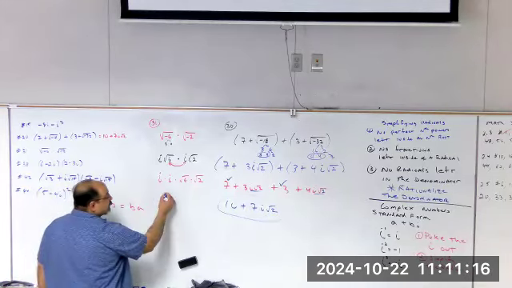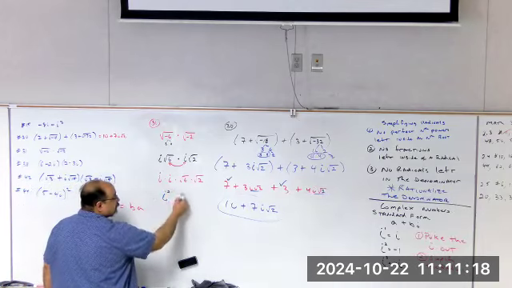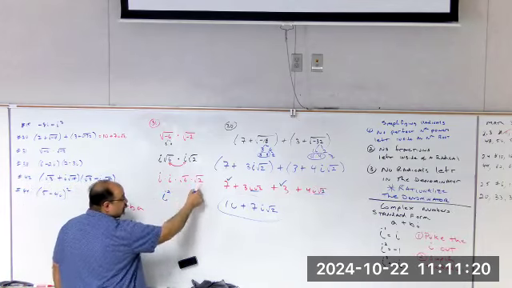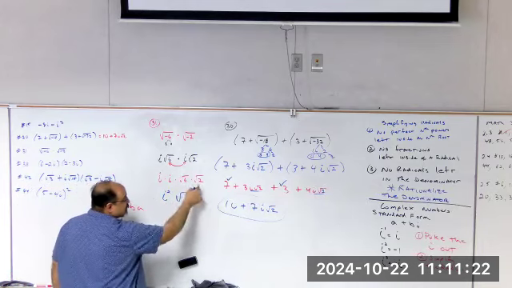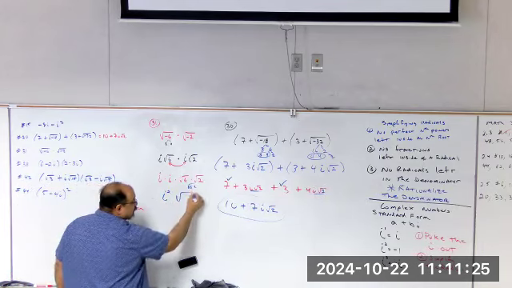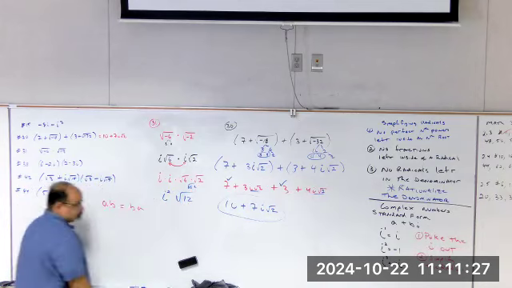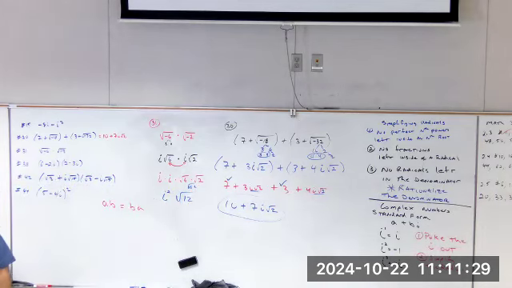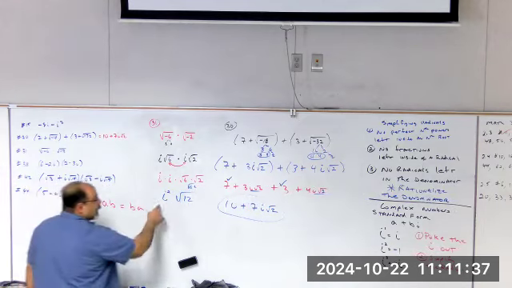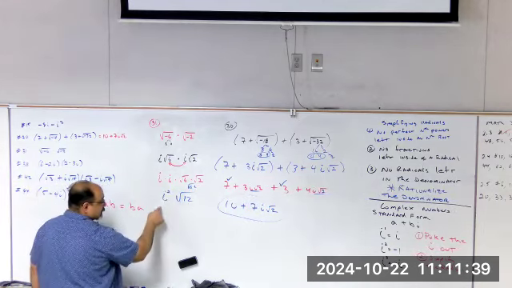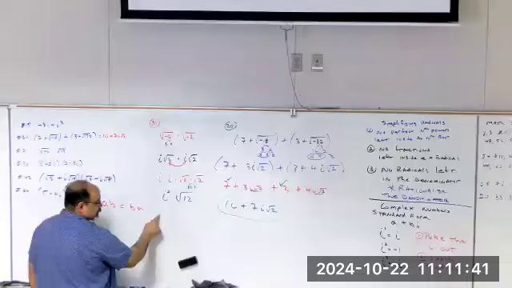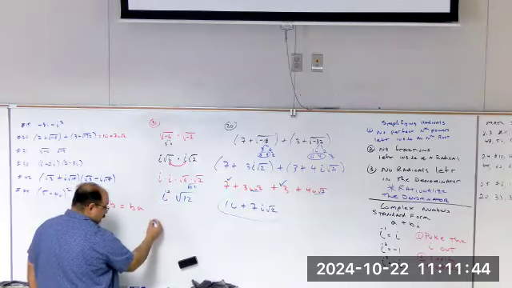i times i is i to the second. Square root 6 times square root 2 is the square root of 6 times 2 on the inside. So that's the square root of 12. We're not done. i squared is what? -1.